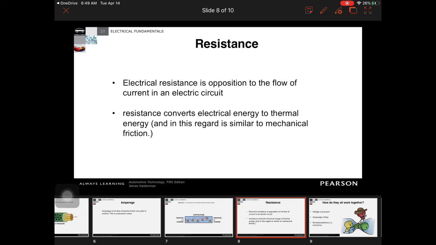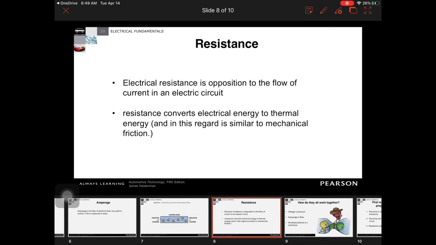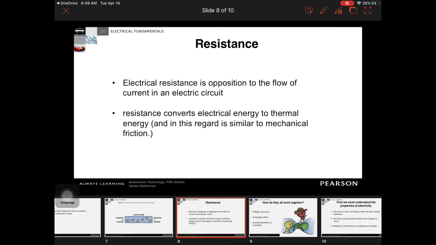And then resistance, the final one. Electrical resistance is the opposition to the flow of current in an electrical circuit. Resistance converts electrical energy to thermal energy, and in this regard is really similar to mechanical friction. Okay, so anything that's going to slow something down or make it not want to go in a particular direction is resistance. Okay, resistance is typically shown in an electrical circuit to be given off as heat, but anything that's going to resist current flow is going to be a resistance.